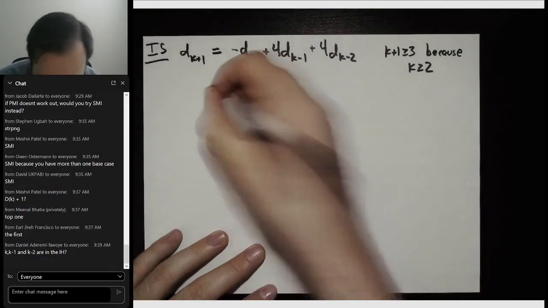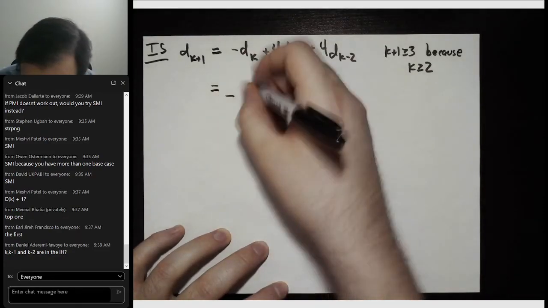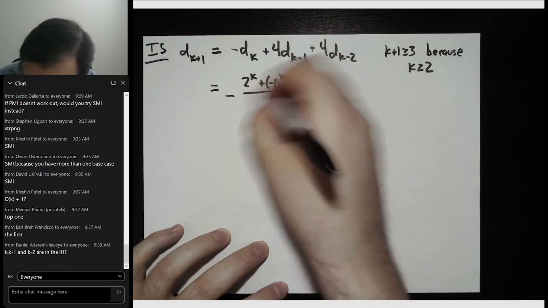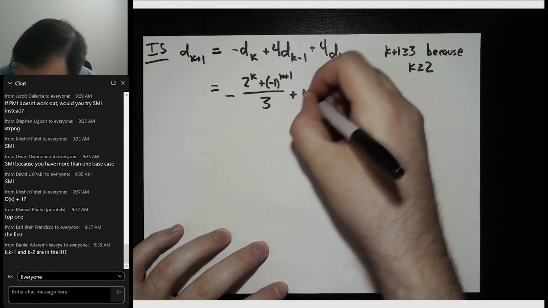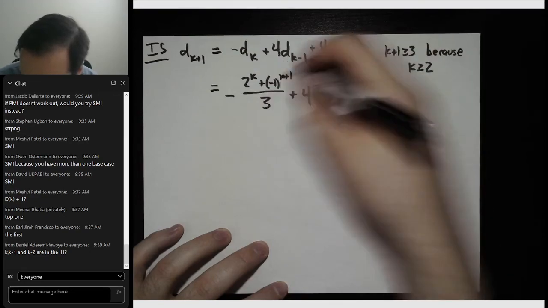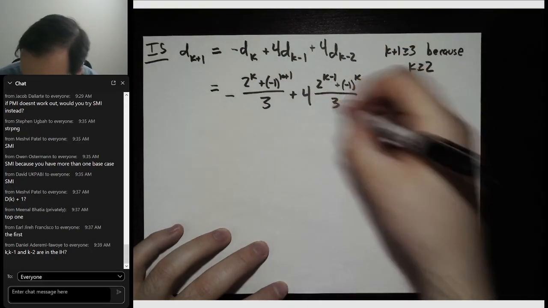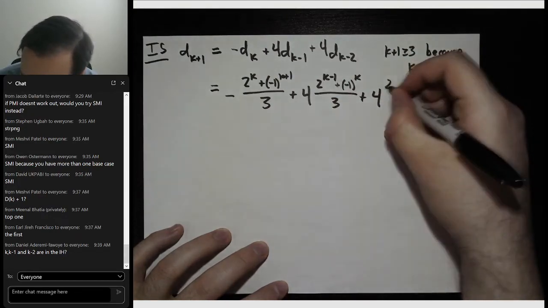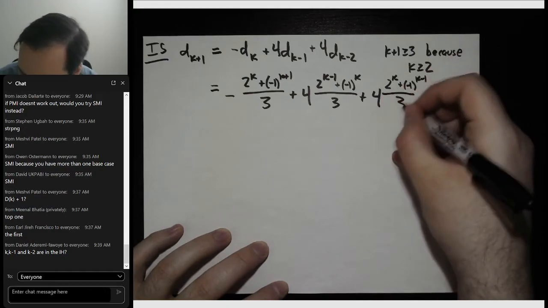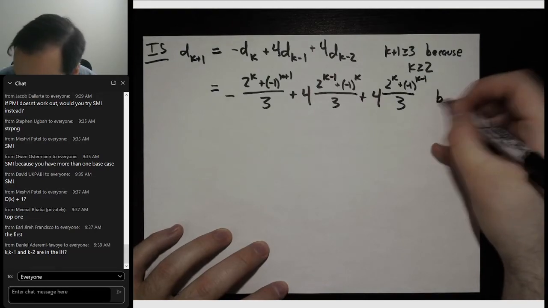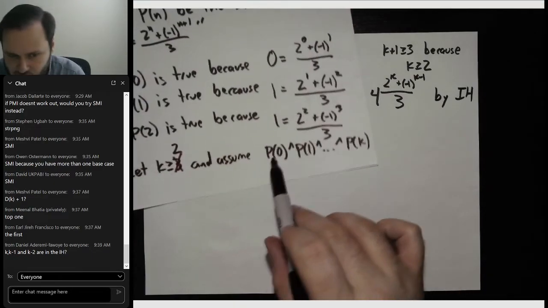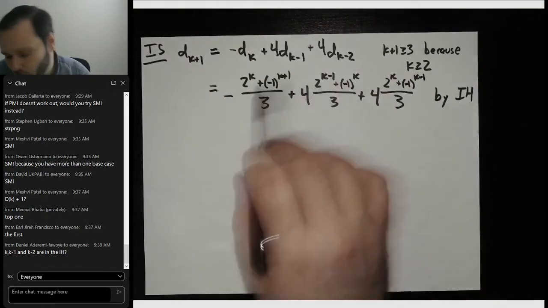So by my induction hypothesis, this is equal to negative 2 to the k plus negative 1 to the k plus 1, all divided by 3, plus 4 times 2 to the k minus 1, plus negative 1 to the k, all divided by 3, plus 4 times 2 to the k, plus negative 1 to the k minus 1, all divided by 3. And all of this is true by my induction hypothesis. Strong mathematical induction says I get to assume a lot of things, and I'm using many of those things here.